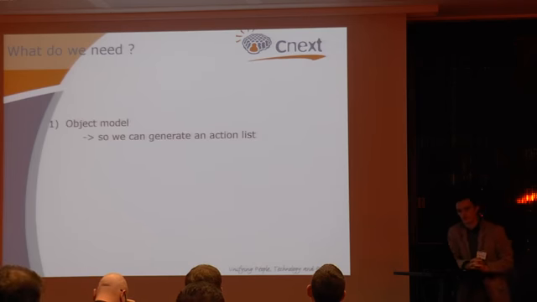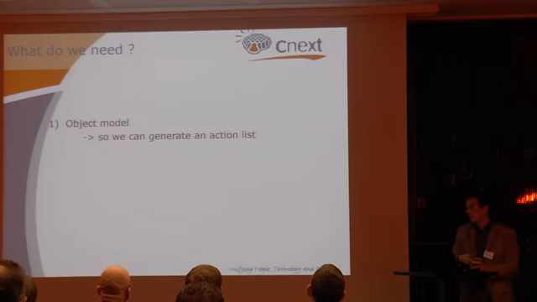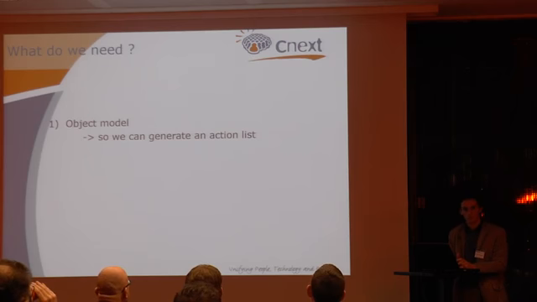We need an object model. We need the structure I've shown, the picture I've shown before, with all those topics and all those dependencies. We need it, and it must be as accurate as can be. We need it because we want to generate an action list.